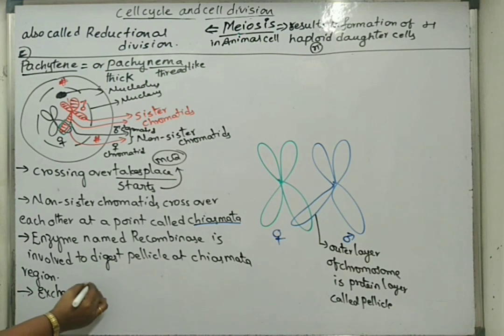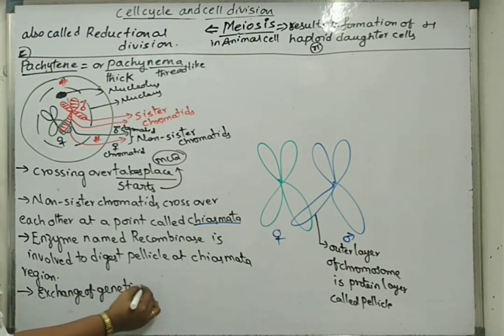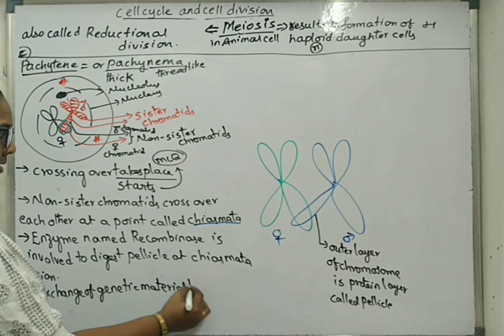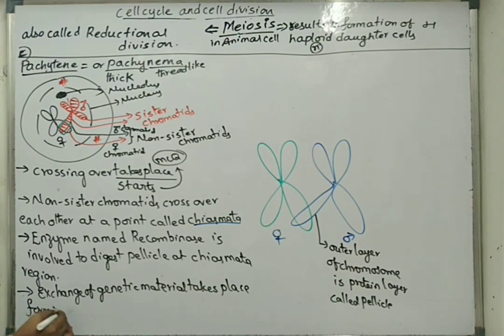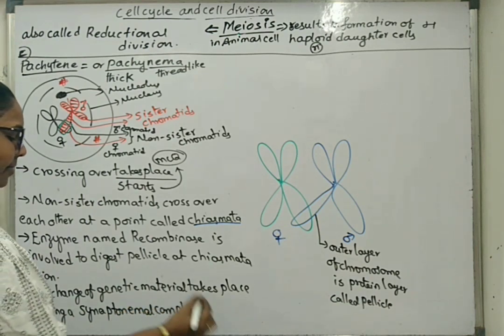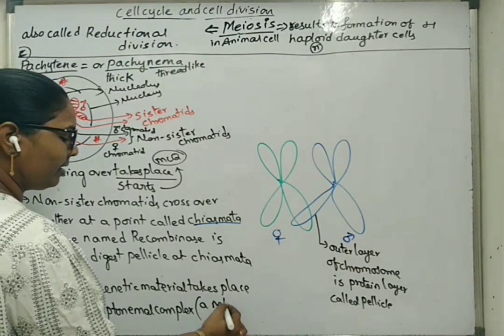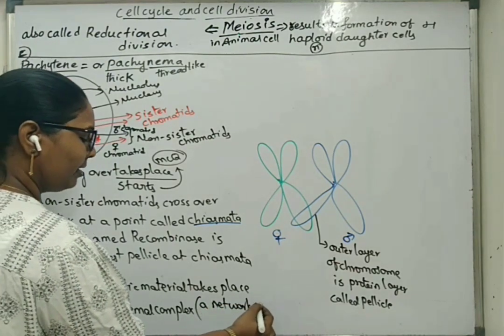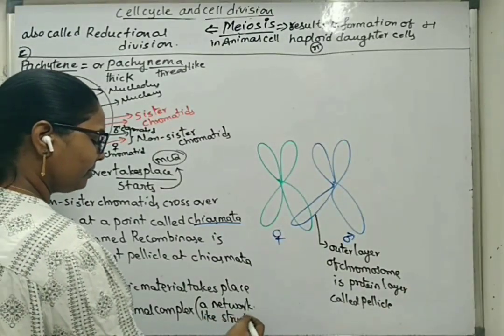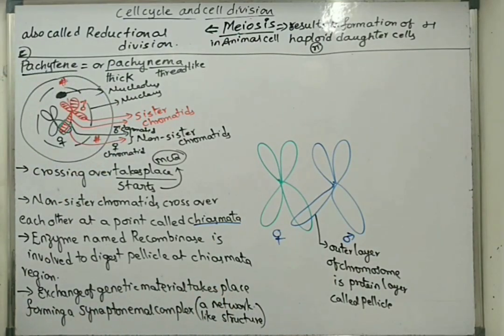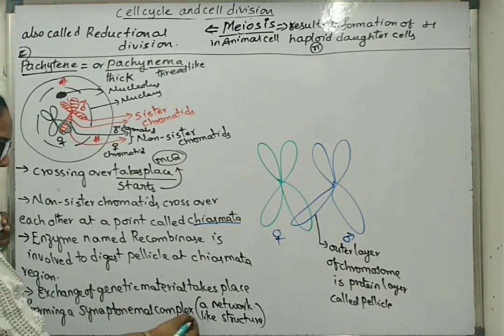Exchange of genetic material takes place, forming a synaptonemal complex. We can also say a network-like structure. So exchange of genetic material takes place, and here we are seeing a new term, the synaptonemal complex.